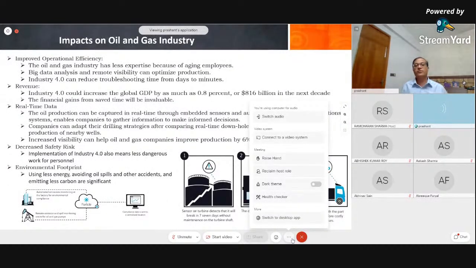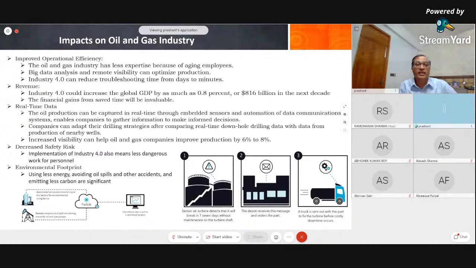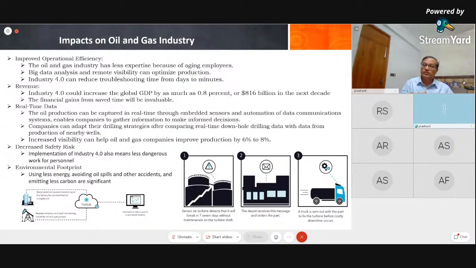So with the help of the Industry 4.0 concept, the oil and gas industry can survive, because the present workforce that they have of course has a lot of experience, but these employees are aging and not being replaced by new people. So you need intelligent systems to capture the experience of these people in a digital form, so that future decisions can be taken.